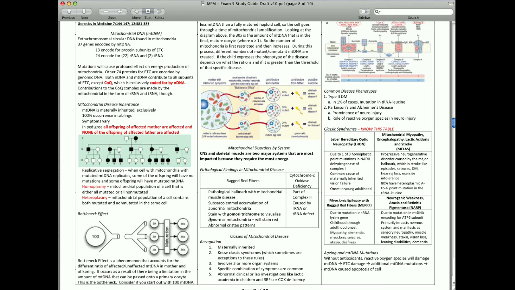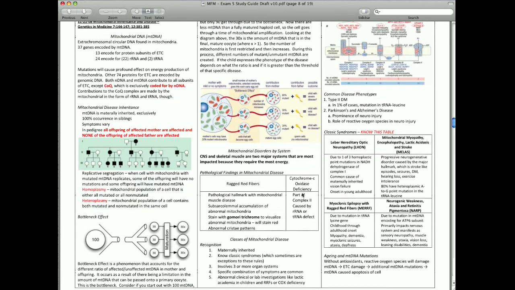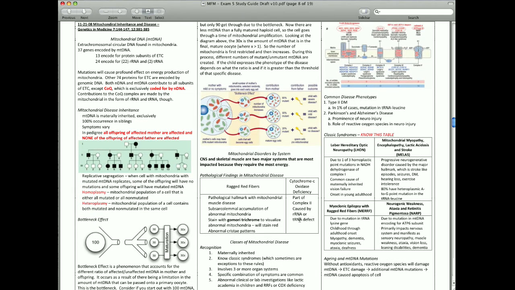You have two pathological findings with mitochondrial disease. One's ragged red fibers. Histologically, you're going to stain the mitochondria with Gomori trichrome. It'll stain red, and you'll see abnormal cristae patterns. Ragged red fibers, you're going to see that again in MERRF. Cytochrome C oxidase deficiency, this is caused by rRNA or tRNA defect, and it's going to deal with complex 2 of the electron transport chain.